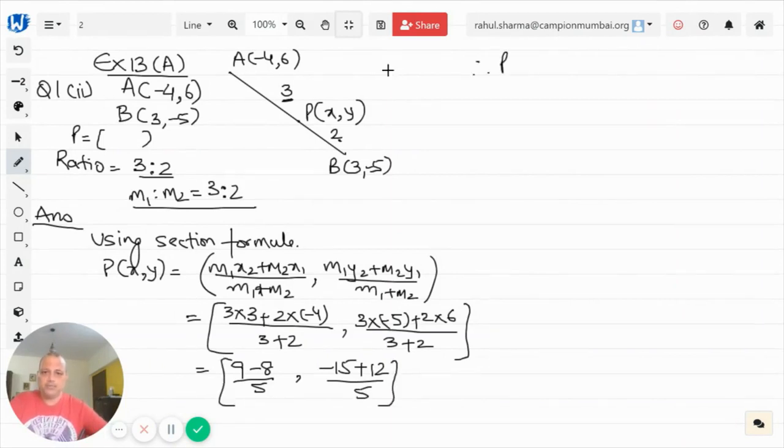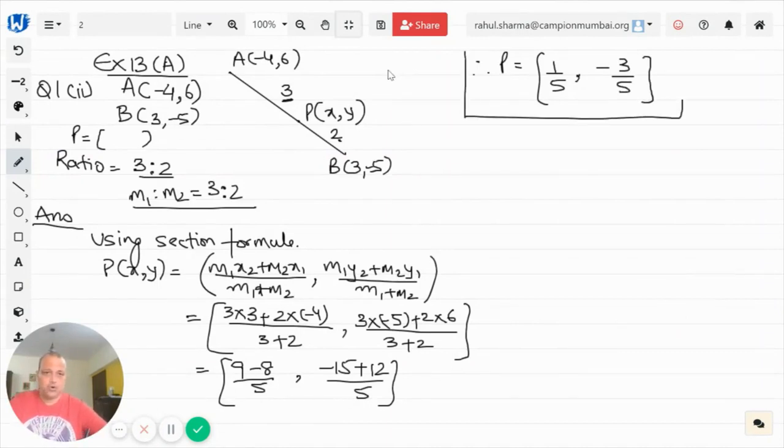Therefore, P will be equal to 9 minus 8, that's 1 upon 5, and minus 15 plus 12, that's negative 3 upon 5. So that's my answer. Is there anything else? No. So that's the answer. The coordinates of the point are 1 upon 5, comma, negative 3 by 5.